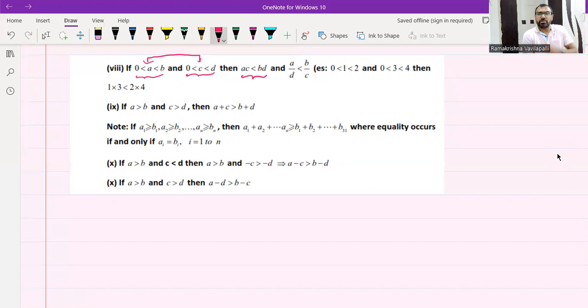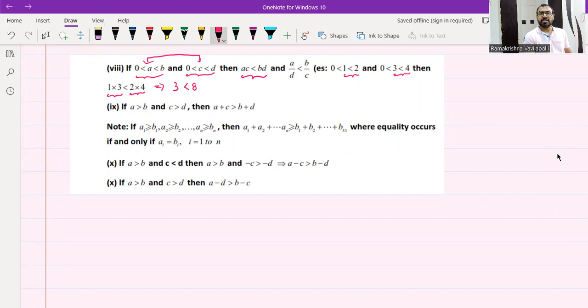So here you see, for example, 1 less than 2 and 3 less than 4. Now you multiply that 1 into 3 is less than 2 into 4. So this implies 3 is less than 8. So we can multiply two inequalities provided that they must be positive. Or even we can divide also.